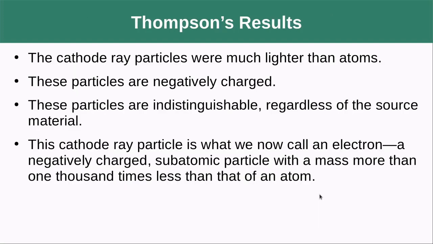What did Thomson discover? He discovered that his cathode ray particles were much lighter than atoms. These particles had a negative charge, which is why they were deflected away from the negative charge and towards a positive. These particles are indistinguishable regardless of the source of the material. So that means that they were inside of every different kind of metal that he was trying to use for those electrodes. This cathode ray particle is what we now call electrons.